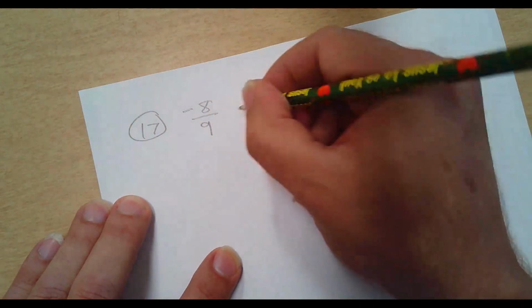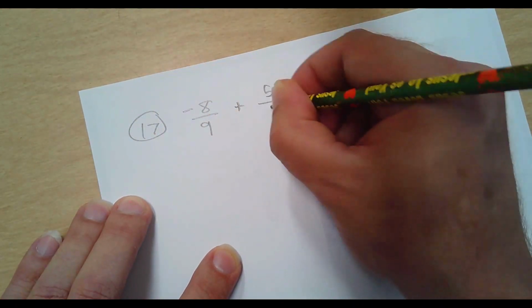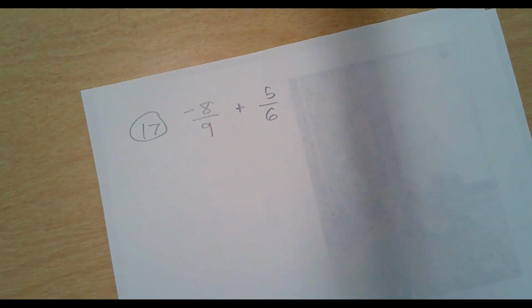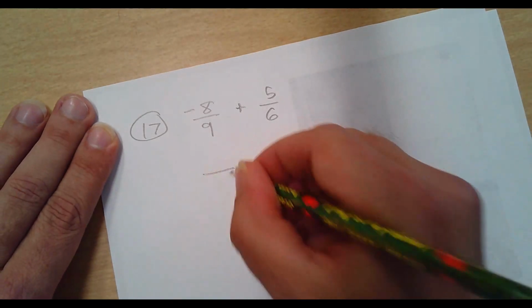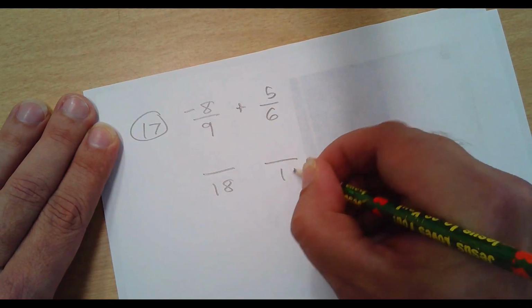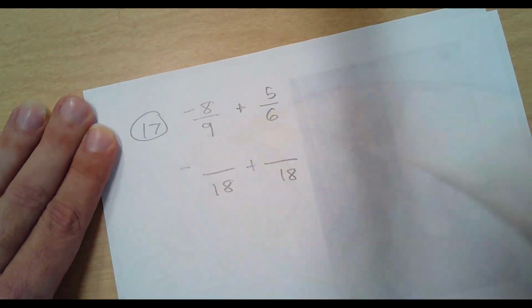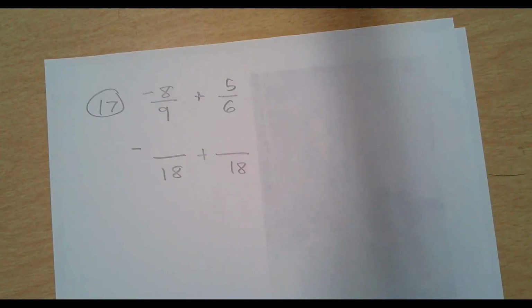Negative 8/9 plus 5/6. What do we want to do first? Find the least common multiple. Right, we need a common denominator. What's my common denominator? 18. So rewrite both fractions over 18. That's our first step.